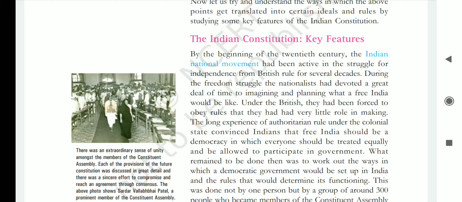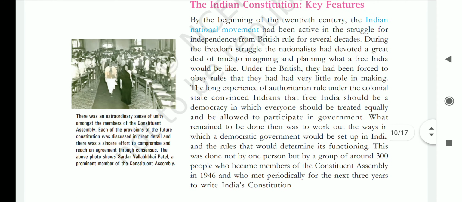What remained to be done then was to work out the ways in which a democratic government would be set up in India, and the rules that would determine its functioning. This was done not by one person, but by a group of around 300 people who became the members of the Constituent Assembly. So what remained to be done was to work out ways in which a democratic government would be set up in India, and the rules that would determine its functioning.